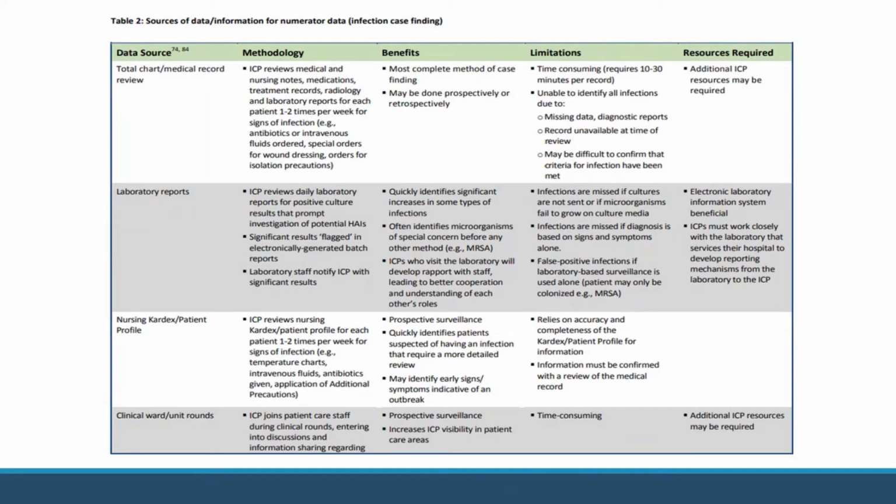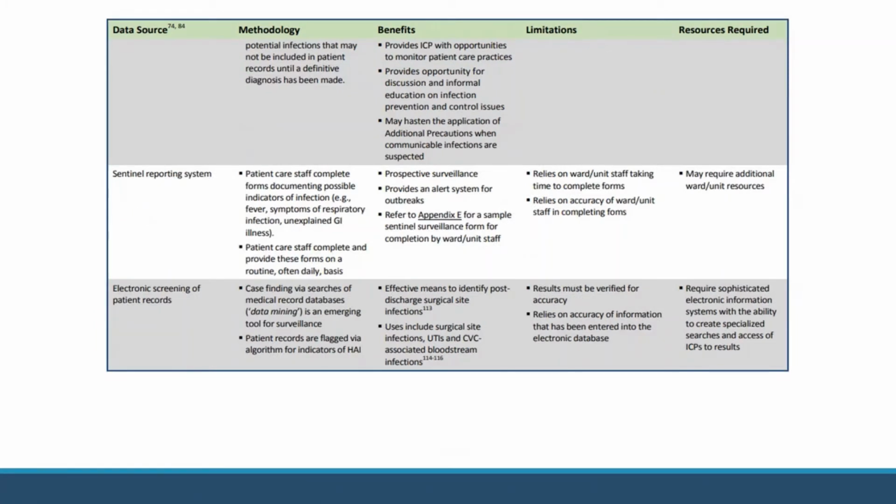The data sources like lab reports, unit rounds, and Sentinel reporting forms are commonly used, but all of those methods require time and resources. So typically a combination of data sources is used. The next slide just shows the remaining part of that table. As I mentioned, there are the Sentinel reporting forms, and then of course other methods there. Typically long-term care is going to rely more heavily on feedback from those directly involved in resident care.